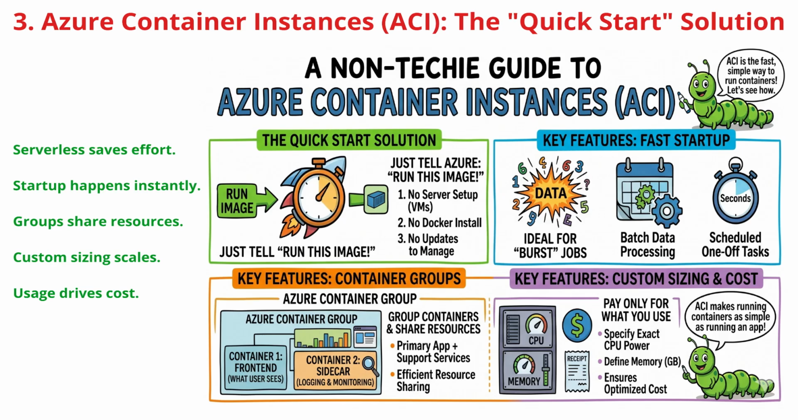You can even use container groups to let a main app and a support sidecar share the same resources. Most importantly, you have total control over the size. By specifying the exact CPU and memory you need, you ensure that you only pay for what you actually use. It's fast, flexible, and budget-friendly.